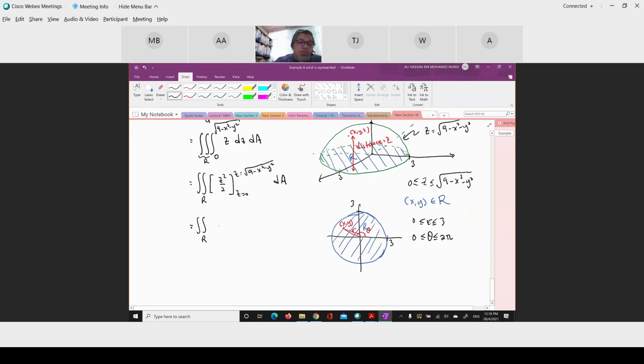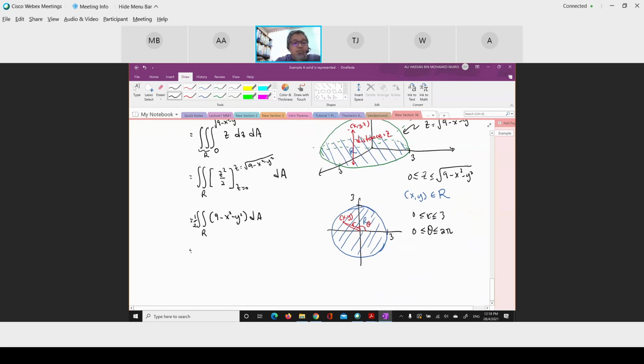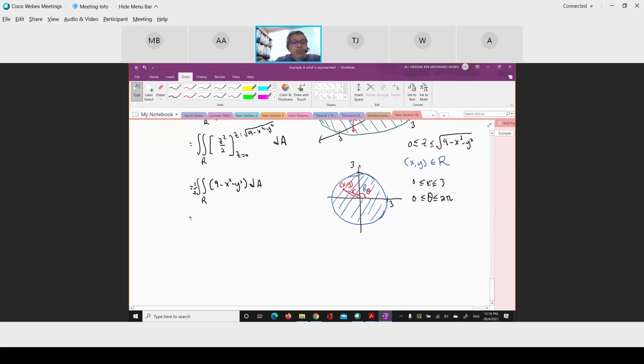So when we substitute, z squared, the square root disappears. When we square z, the square root sign vanishes. So we have 9 minus x squared minus y squared. Don't forget the 1/2 as well. Let's put the 1/2 outside because it is a constant. So now the triple integral reduces to this double integral over this region R.